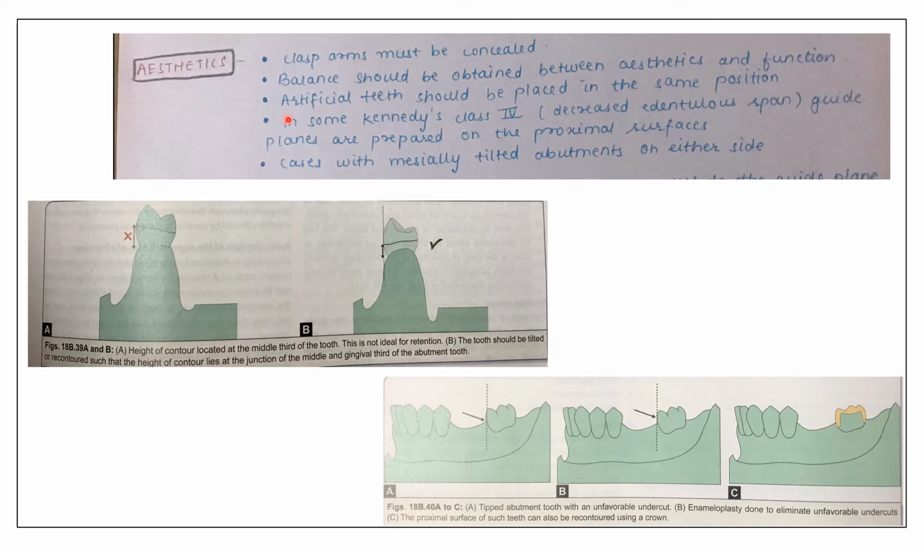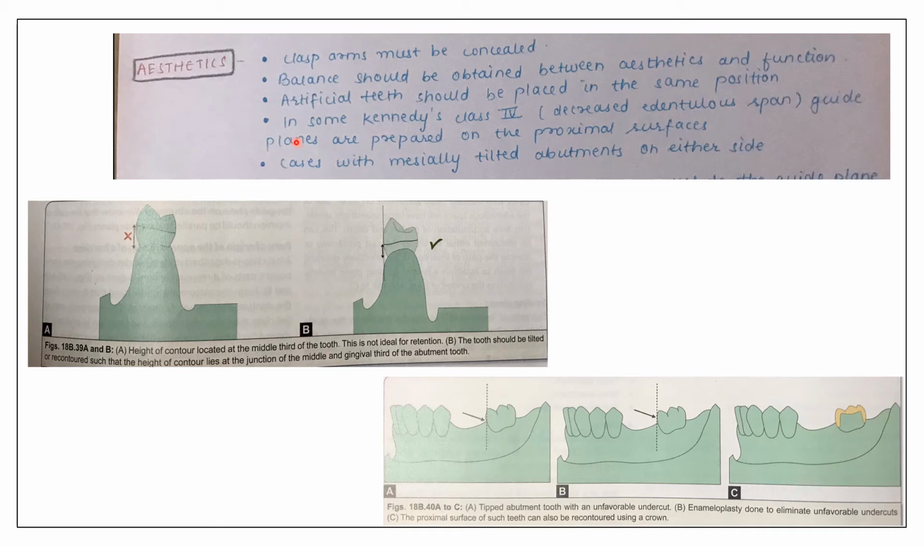The third is artificial teeth. They should be placed in the same position as that of the natural teeth, obviously. You should not place your teeth in any position. The artificial teeth should be placed in the same position as that of your natural teeth.